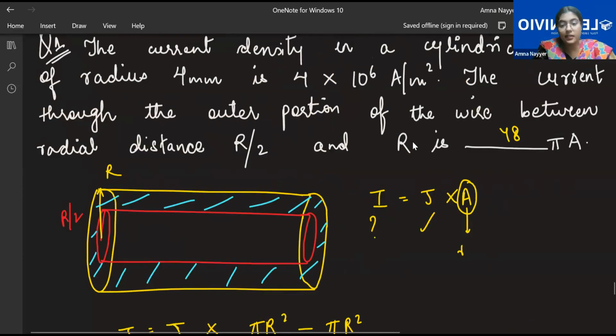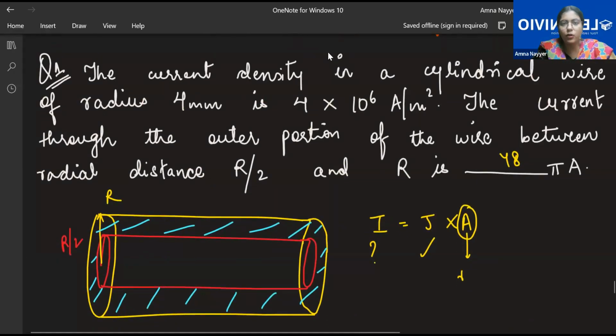Is this question clear? Any part you want me to repeat? Is it clear? Jobita, Ibrahim, Jasleen. Yes, ma'am. Okay. Please write it. It's a very important question.